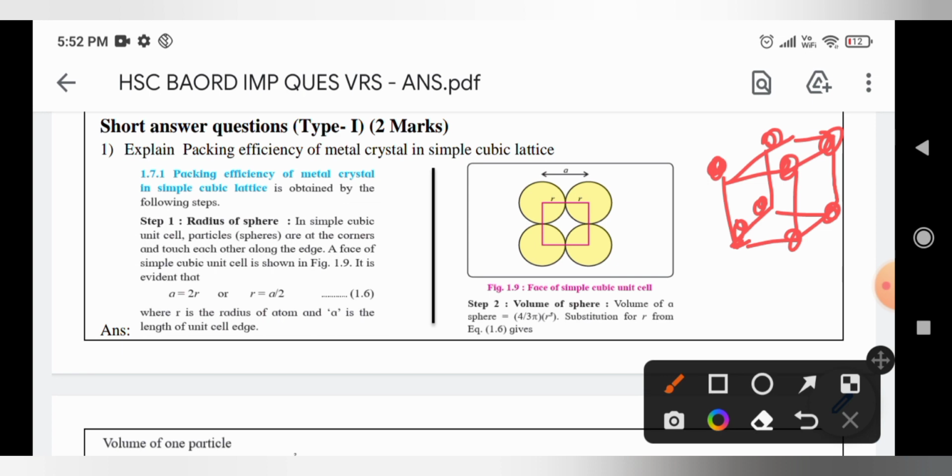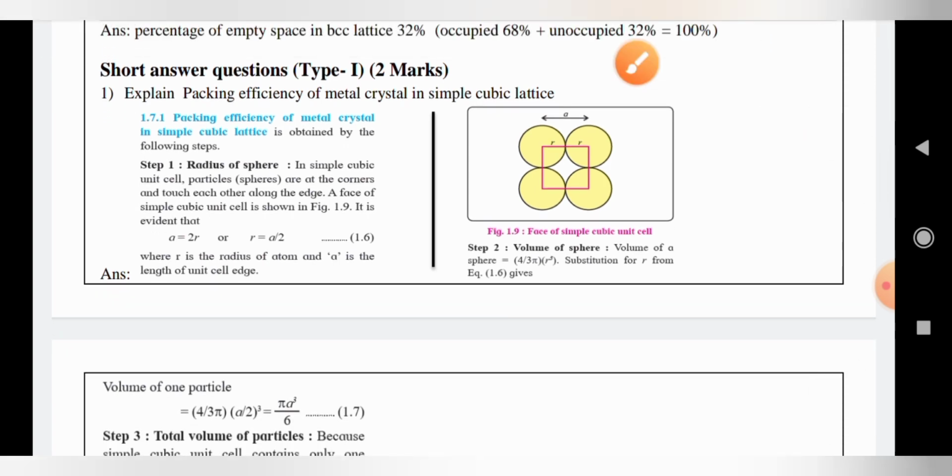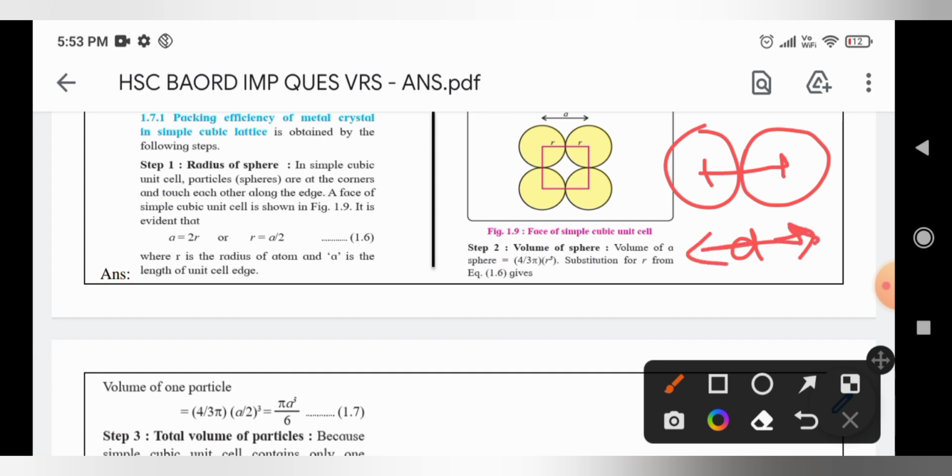Step by step we will solve this numerical derivation. First, we will discuss the radius. Radius is half of the diameter. Two spheres are touching at the center, so the edge length is a, and the radius is equal to diameter by 2. So r is equal to a by 2. This will be the radius of the sphere.